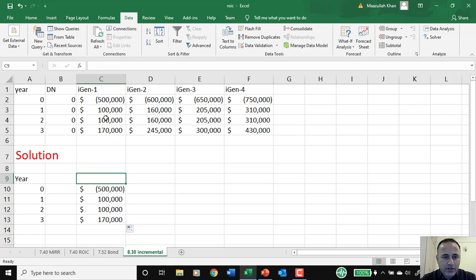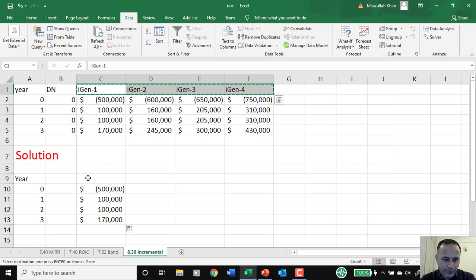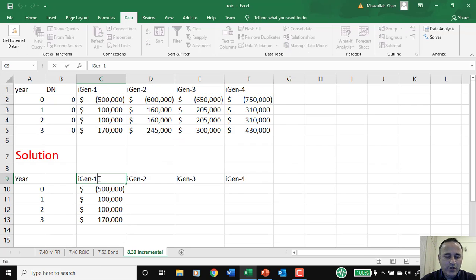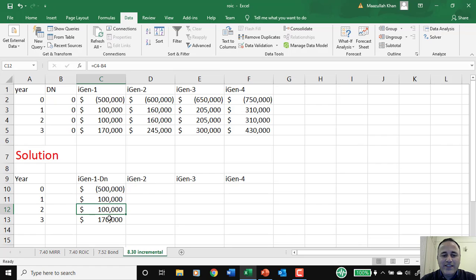Let me write it down. In fact, let me copy it from here, and then I have to paste it here. iGen 1 minus DN. As you can see, the printer initial cost is $500,000, and then the net cash flows, which is revenues minus the cost, is $100,000 for 3 years. So $100,000 here, $100,000 here, and then it's 170. Why? Because $100,000 is the annual net revenue, plus $70,000 is the salvage value.